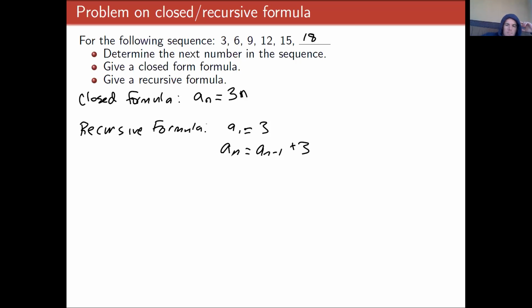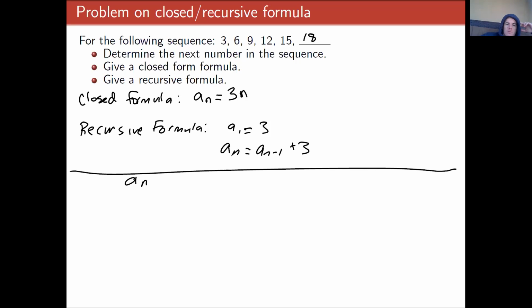We can observe this from guessing and checking, that the next number is just 3 plus the previous. But I want to also go through a more systematic way that we can find a recursive formula if we know what the closed formula is. So let's say we figured out the closed formula, a sub n is equal to 3n, but we weren't sure about the recursive formula. How could we go about finding a recursive formula?